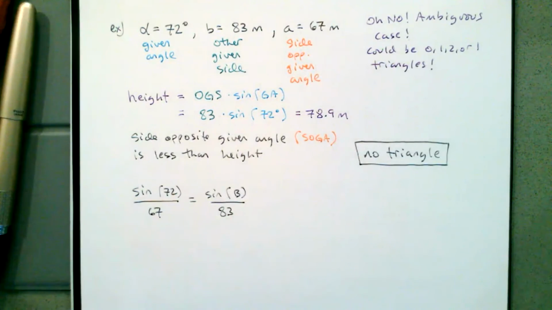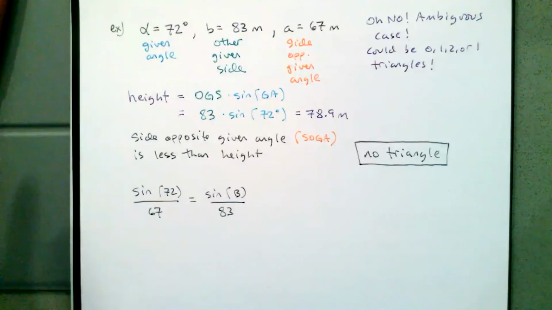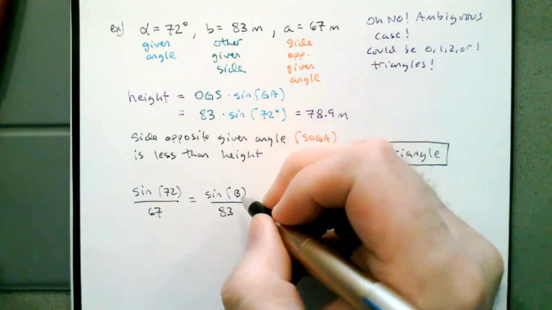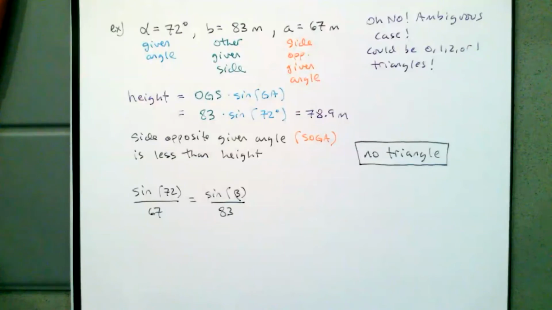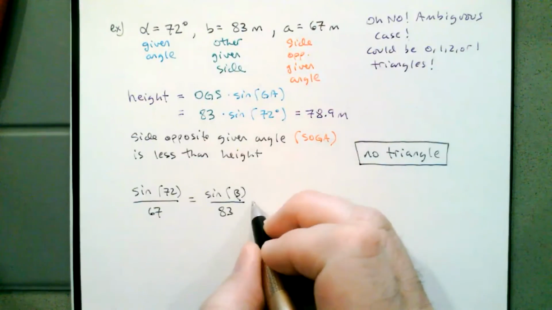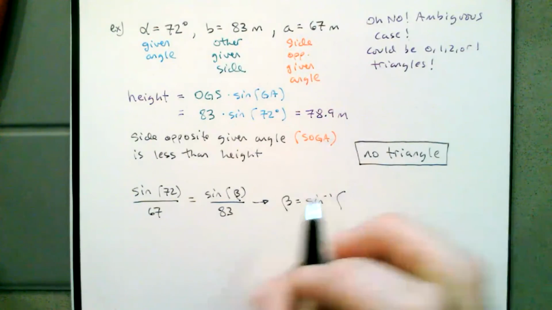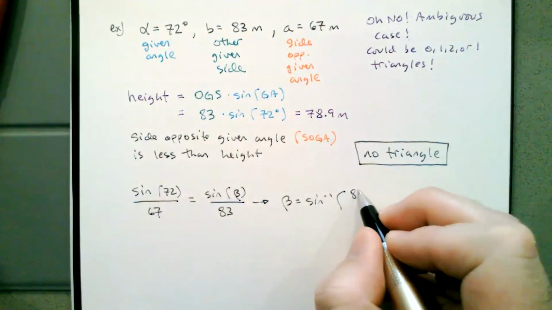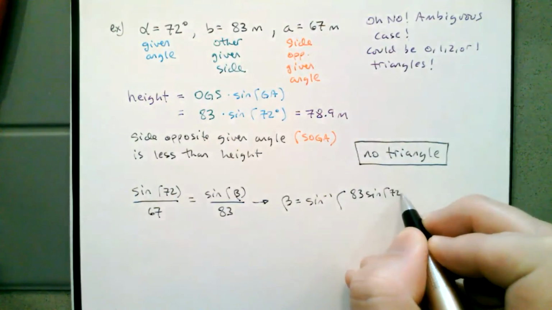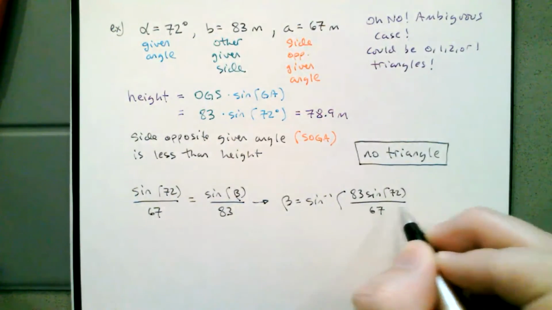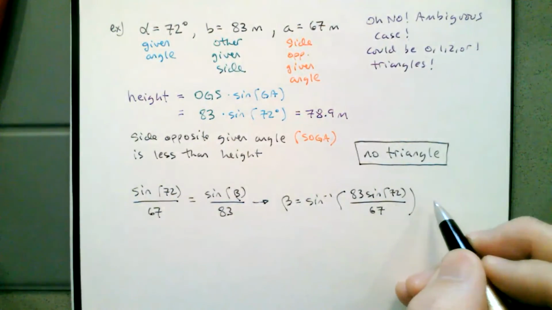So once again, we already know that there's no triangle. We're pretending that we didn't calculate the height. We just forgot to calculate the height, and we just proceeded to try to find angle B. Oh, I should use angle beta. Fixed. So beta will be the sine inverse of 83 sine 72 divided by 67. No problem.